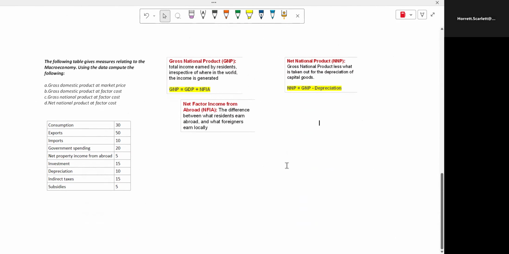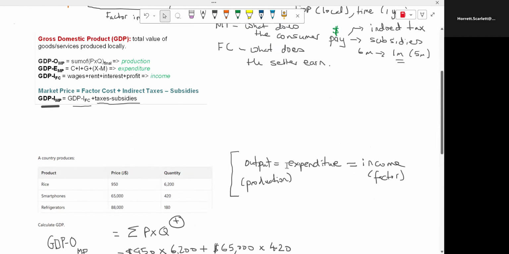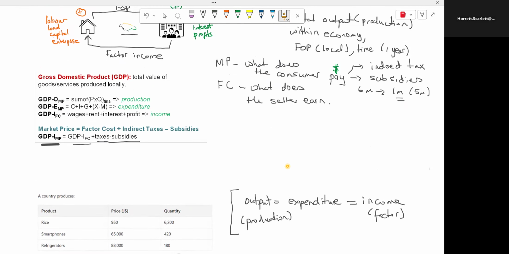Now, we did say that there are 3 ways of computing GDP. We have looked at one way, which is GDPO, so there are 2 others that we want to look at. We want to have a look at GDP through the eyes of expenditure and GDP through the eyes of income, factor income.